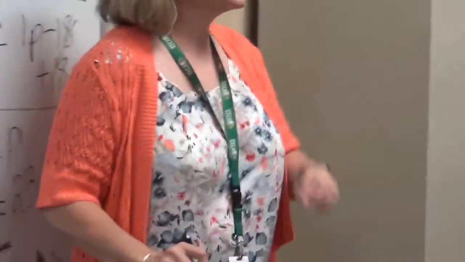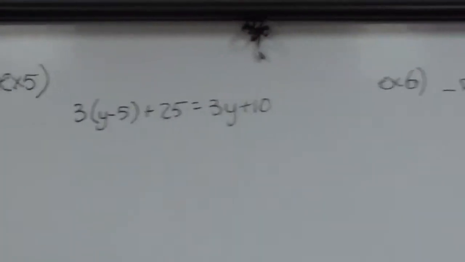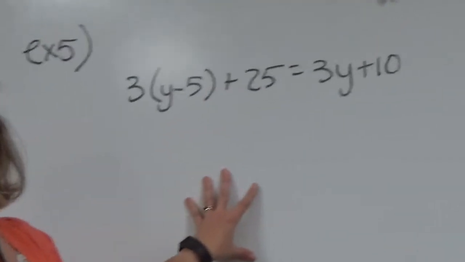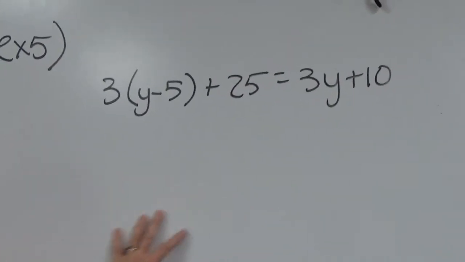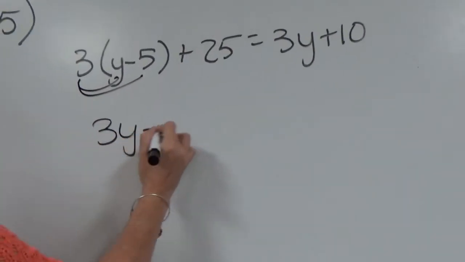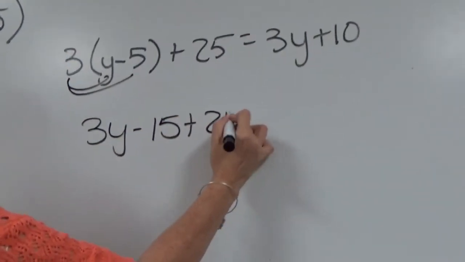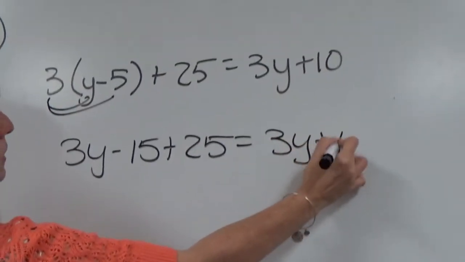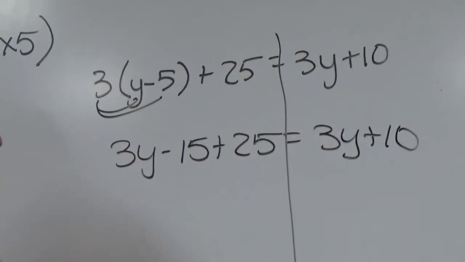Okay, we've got 2 more examples. So these 2 examples are not going to come out the way you like them to come out. So I'm going to show you what happens when that happens. All right, so the first thing, hopefully you know to distribute. 3y minus 15 plus 25 equals 3y plus 10. Okay, so here we go.